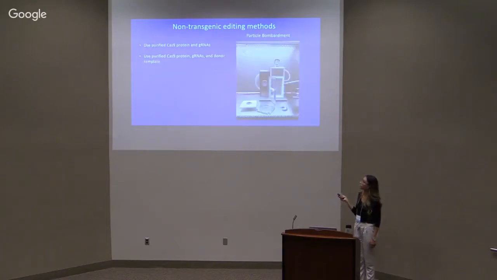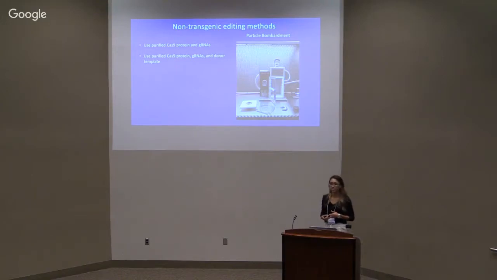Now, there's another method that people have looked into, which is also non-transgenic, and it uses the same thing, but with a gene gun. Some of you may have heard of a gene gun. Fun fact, it was actually invented on Cornell's campus, so that's pretty awesome. You can do the same thing, except this time you coat the Cas9 protein and the guide RNAs onto gold or tungsten particles to bombard plant cells with and get that exogenous material into the cell that you want. And you can do the same thing again by providing a donor template.